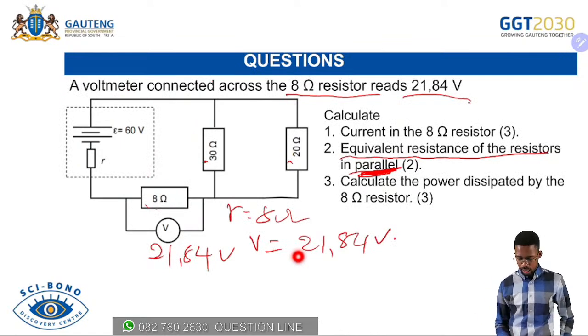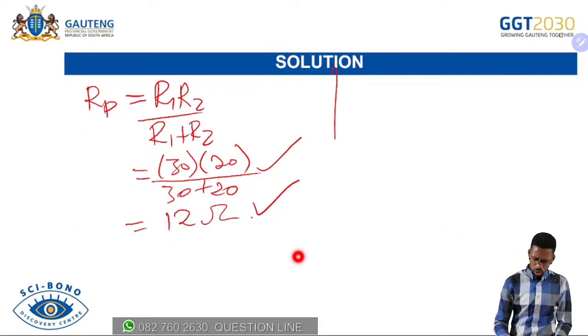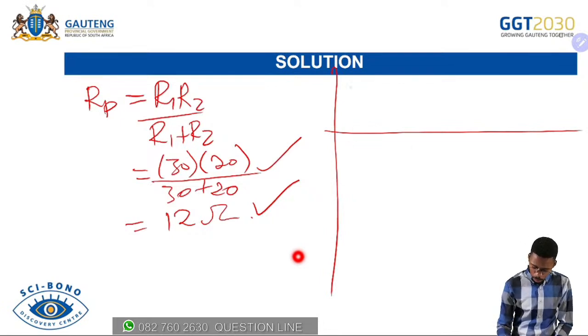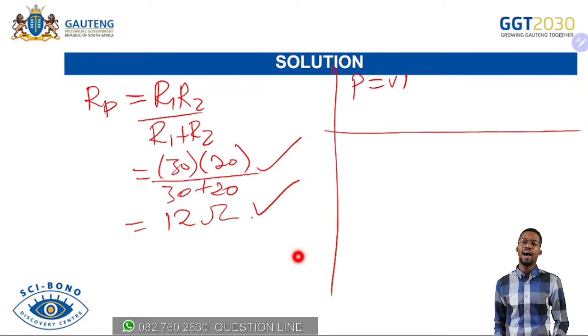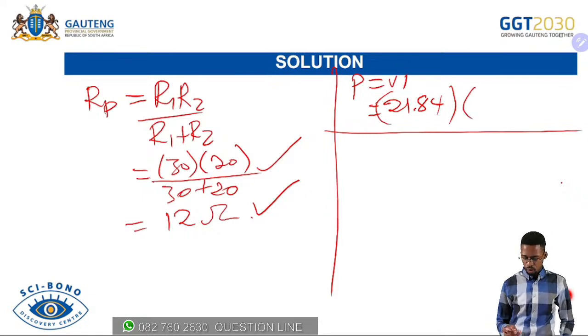Then the third question says, calculate the power dissipated by the 8 ohm resistor. So we can have 3 options. The first one, you can say power is expressed by this formula: power is equal to VI. What is the potential difference of the 8 ohm resistor? It is 21,84. And what is the current that flows to the 8 ohm resistor?